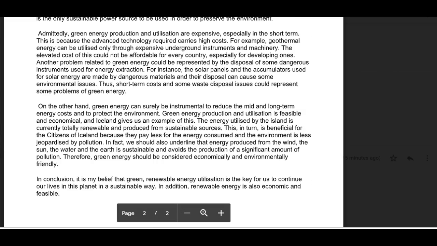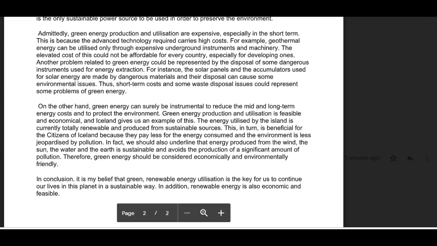Admittedly, green energy production and utilization are expensive, especially in the short term. This is because the advanced technology required carries high costs. For example, geothermal energy can be utilized only through expensive underground instruments and machinery. The elevated cost of this could not be affordable for every country, especially for developing ones.